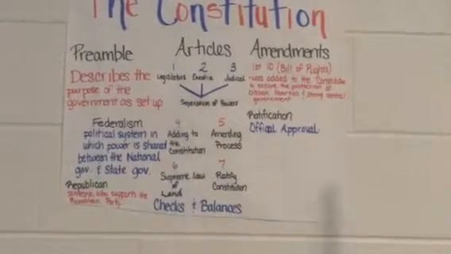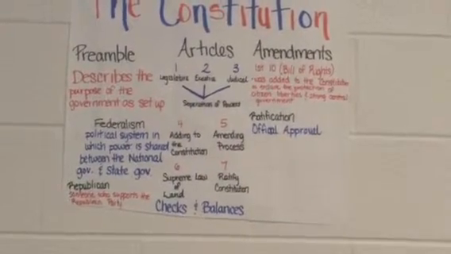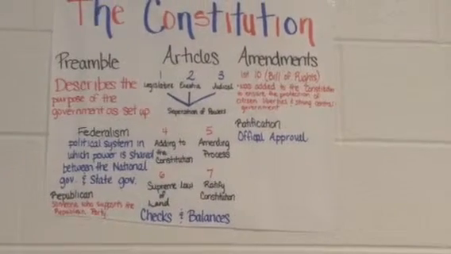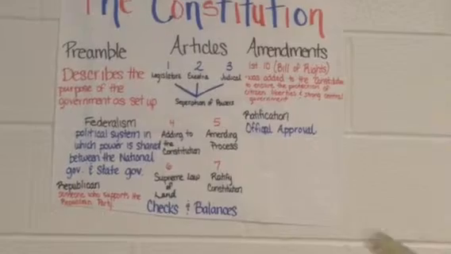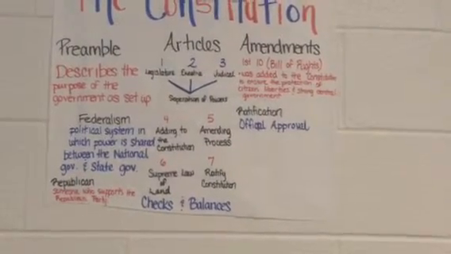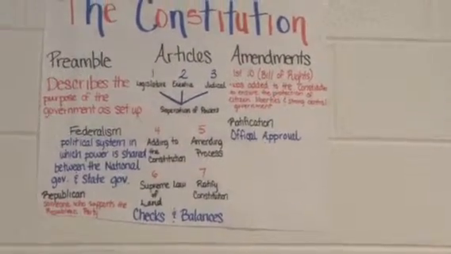Article 4 is about adding to the Constitution. Article 5 is about amending the process. Article 6 is the supreme law of the land, and Article 7 is the ratification of the articles.